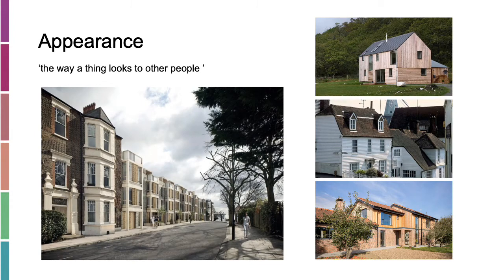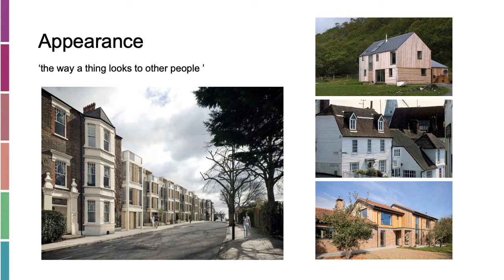Appearance, the way a thing looks to other people. Aspects which determine the visual impression of a building or space include the architectural style, materials, decoration, lighting, colour and texture. Generally, this relates to the architectural approach used for the actual development itself. The appearance of outdoor spaces, for example, landscaping, can be very relevant too.